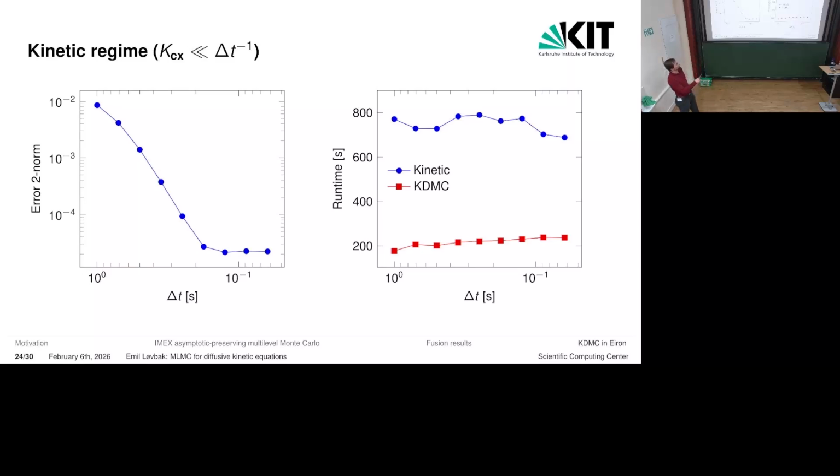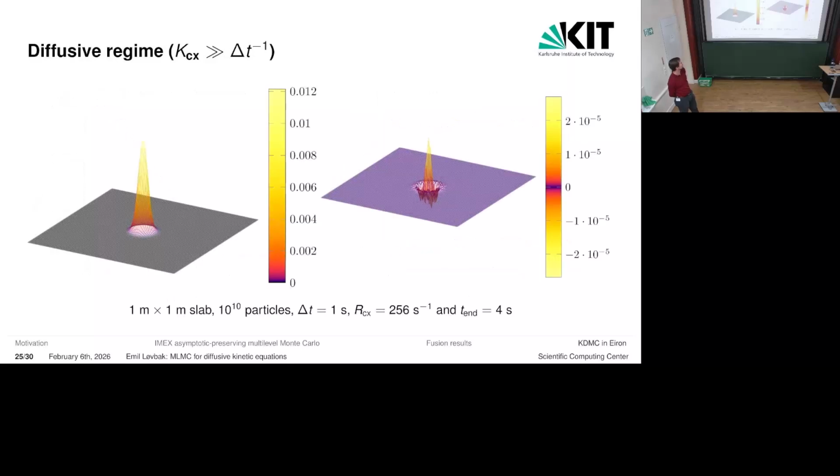And if you look in terms of runtime, the asymptotic-preserving scheme with KMC is much faster, and we get the same result. Basically, you save a lot of computational effort and get the same result.